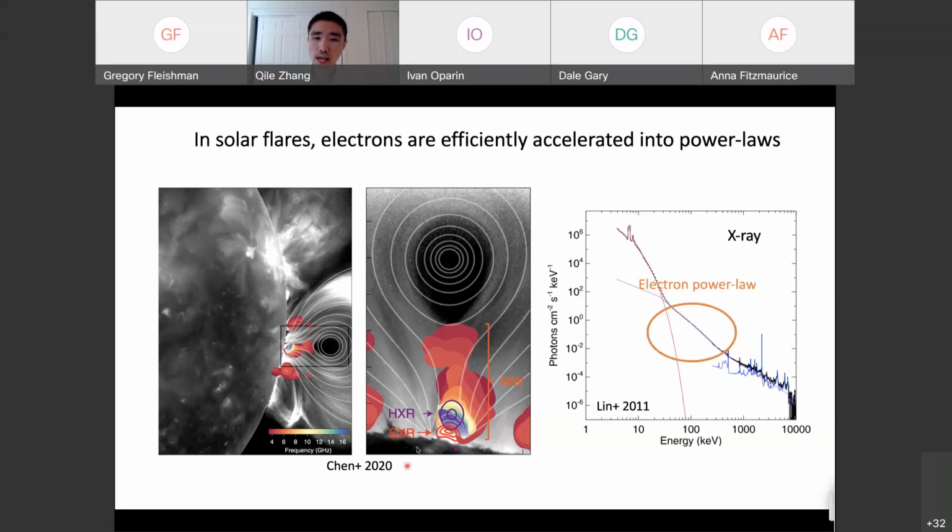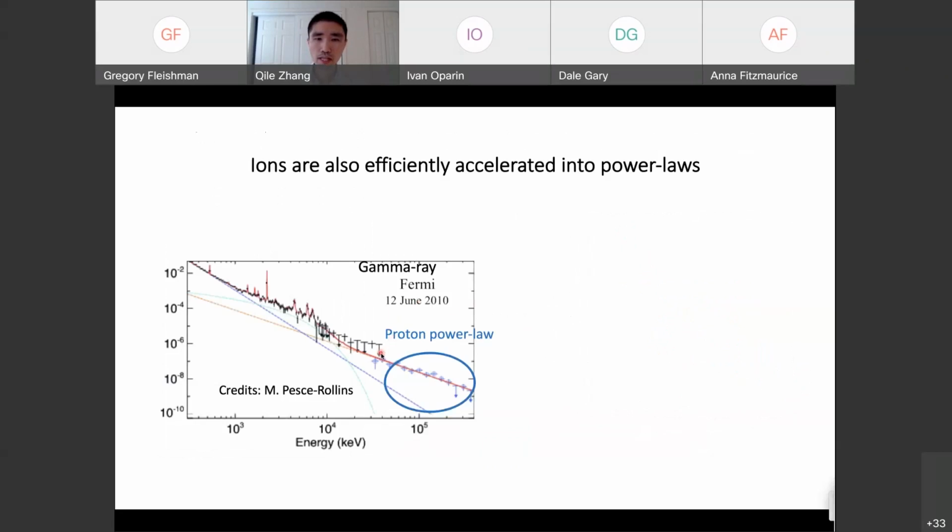If we look at these X-ray observations shown on the right, these energy spectra, we will see that the electrons have a hot thermal component and also a non-thermal power law component extending, in this case, up to MeV energy. So it's pretty high energy, but there's even higher energy emission in the gamma ray range, which is another power law produced by energetic protons, extending up to GeV energy.